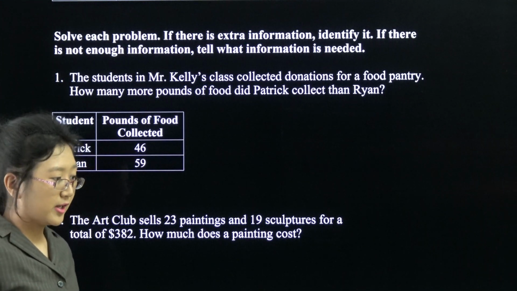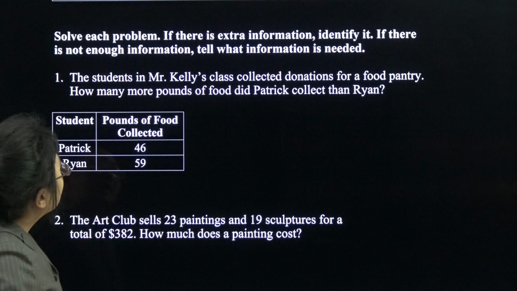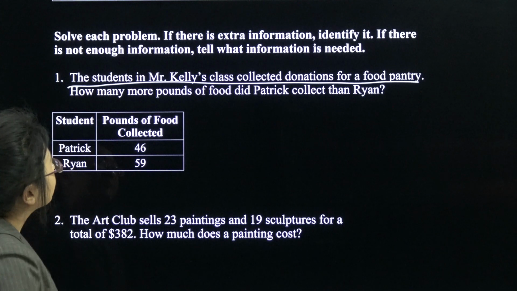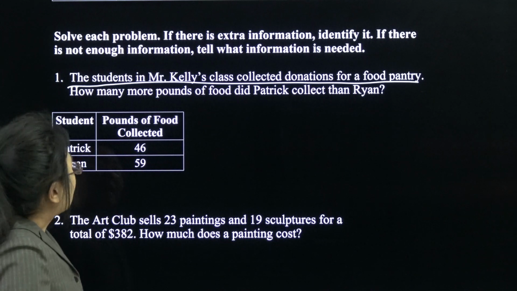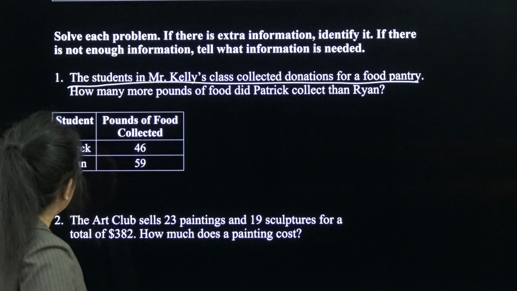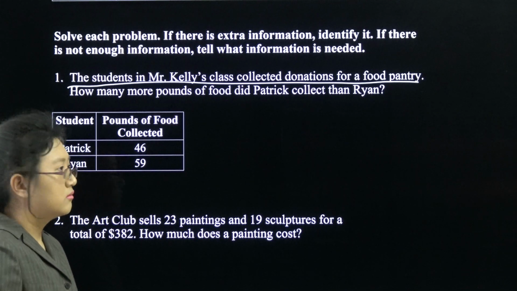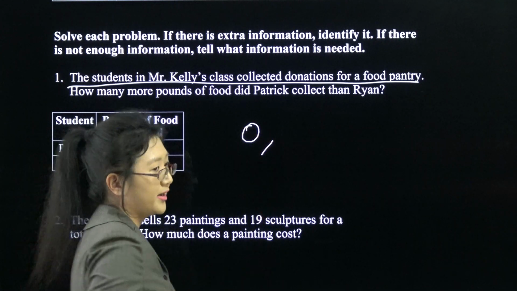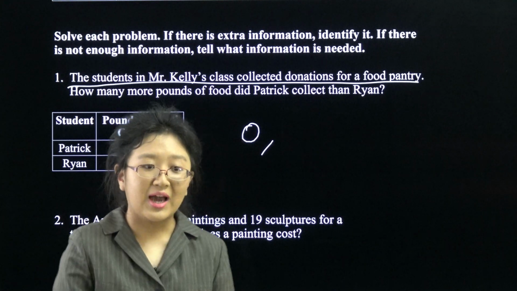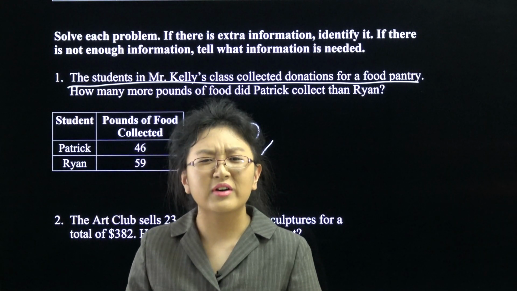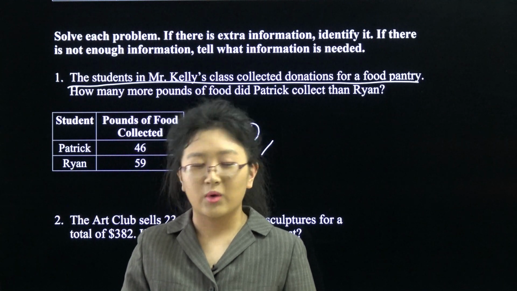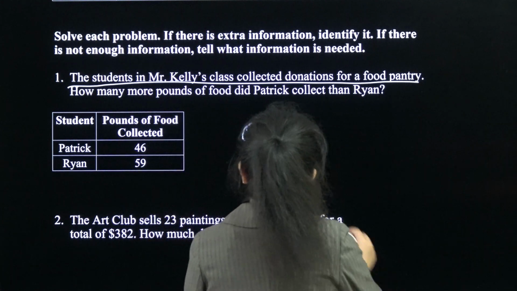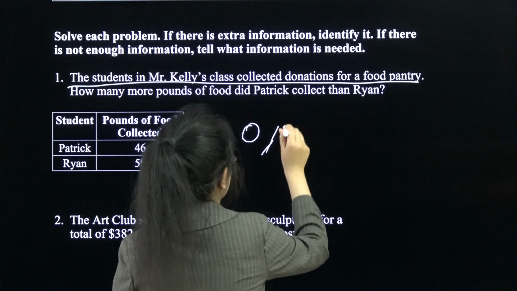Well, we have all the information we need. We don't really have any extra. Technically, we don't really need the first sentence, but there was nothing missing at least. Now, how many more pounds of food did Patrick collect than Ryan? Well, Patrick actually collected less food. So Patrick would collect, technically it's 0, but it's also technically a negative number, which we learned about in chapter 12 of grade 4. We're also going to relearn it again somewhere in this chapter, but I'll just put 0 pounds for now.